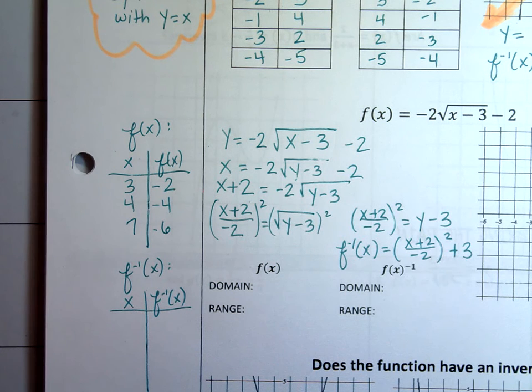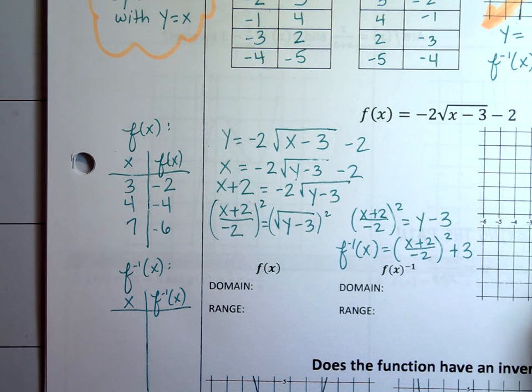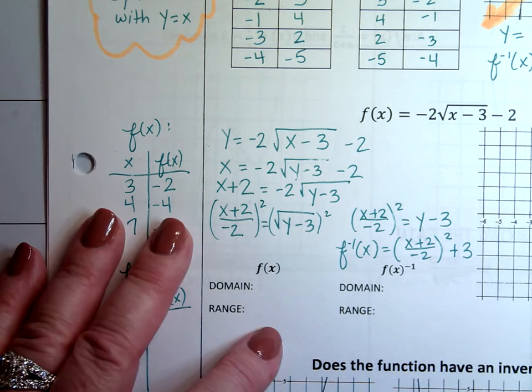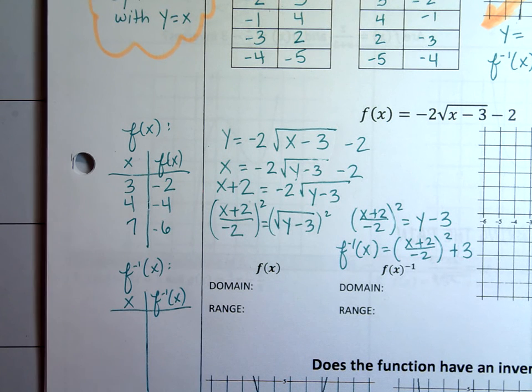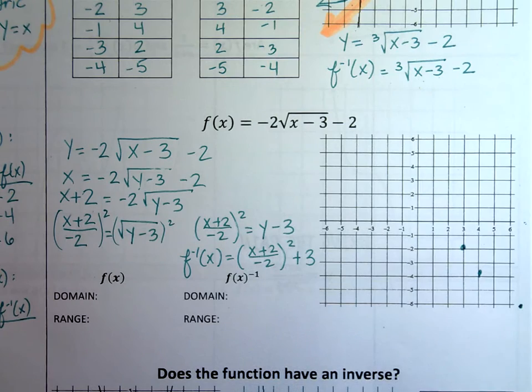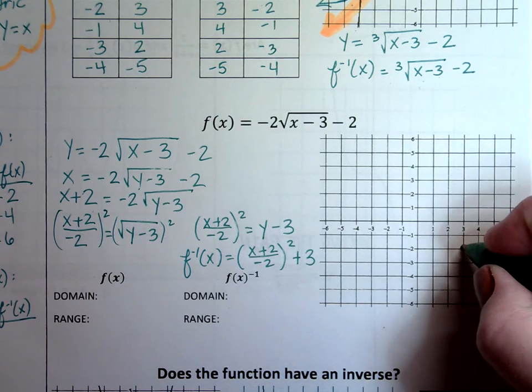Let's plot those points. Remember what a square root graph looks like from the last section? You've got 3, negative 2. You have a 4, negative 4. You have a 7. Well, that's going to go off the graph, but that's okay. Negative 6. That would be kind of in this area. Oh, you can't see me. Now you can see me. Here's my graph.